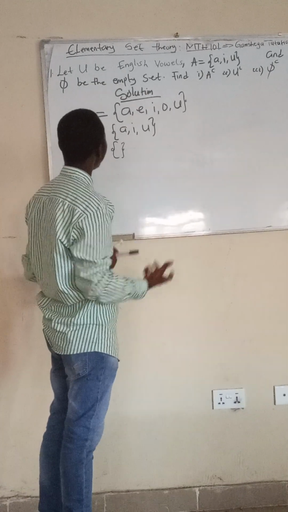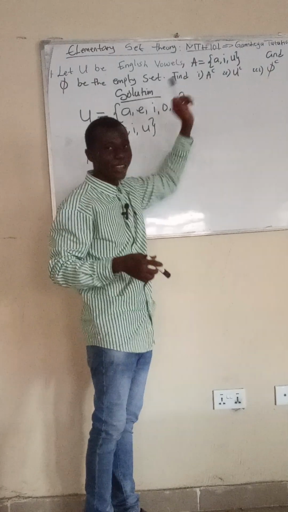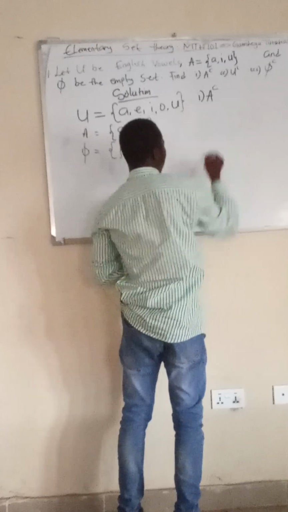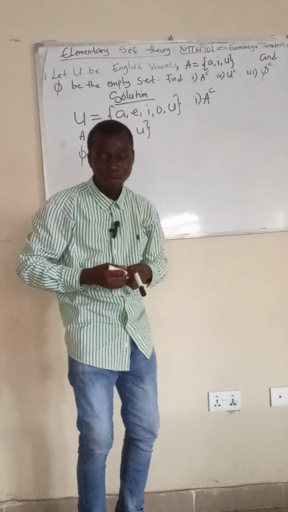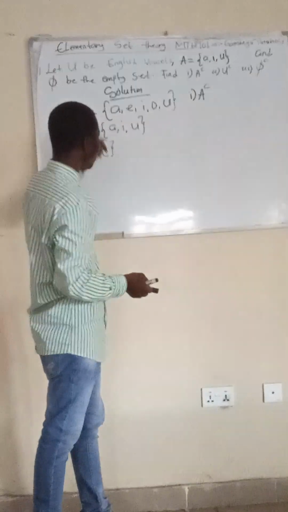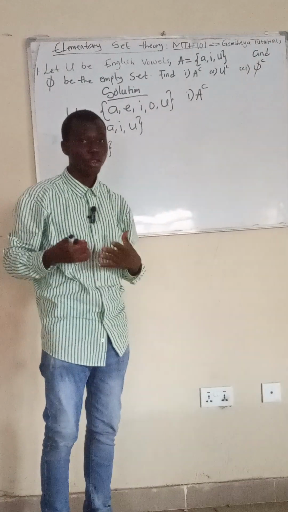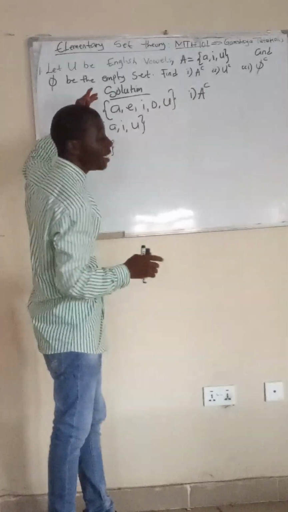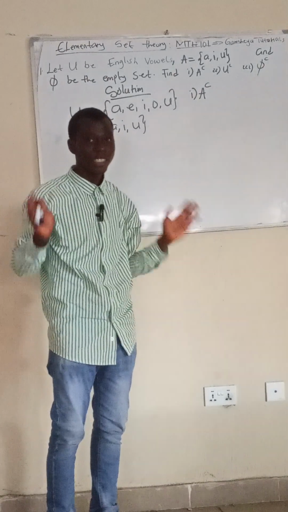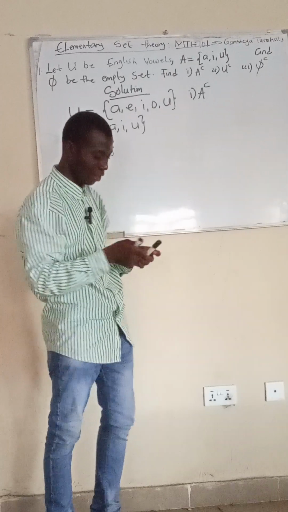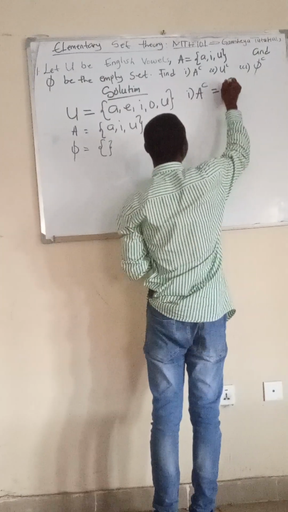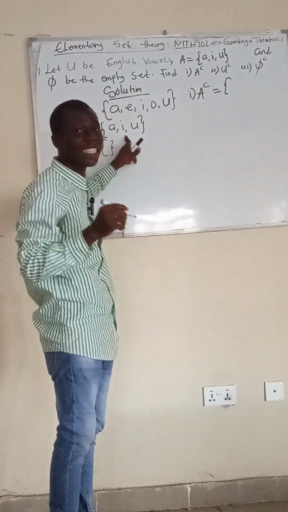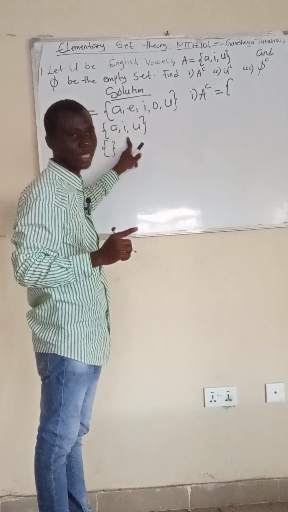So, what next? We are asked to find A complement. Now, let's look at complement. What is the complement of a set? For us to have a complement of a set, that means we have a universal set. You can see that the set U here is my universal set. The complement of set A simply means all the elements I can see in set U that are not in A. As easy as that. So my A complement will be equal to all the elements I can see in set U that are not in set A.